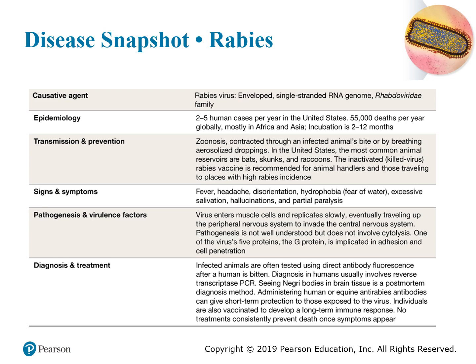Signs and symptoms include fever, headache, disorientation, having an actual fear of water, excessive salivation, hallucinations, and partial paralysis. So the virus can enter the muscle cells and it will replicate slowly, and then eventually travel to the peripheral nervous system and will also invade the central nervous system. It has various proteins, like the G protein, which will help with adhesion of the virus to the cell and to be able to penetrate it.